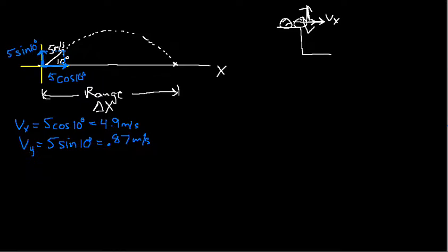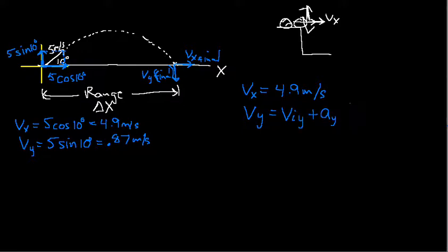Now we need to find my final velocity in the y direction and my final velocity in the x direction. This is my final Vx and this is my final Vy. How am I going to calculate that? Well, we know that the velocity in the x direction never changes, so the final velocity in the x direction is the same as it started, 4.9 meters per second. The final velocity in the y direction has to be calculated as the initial velocity in the y direction plus the acceleration in the y direction times the time.